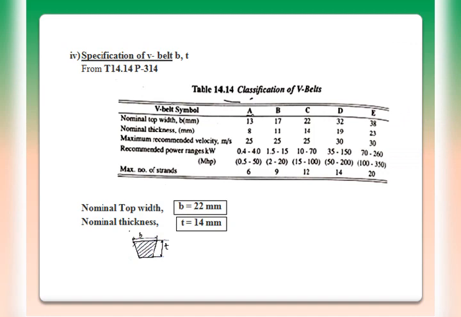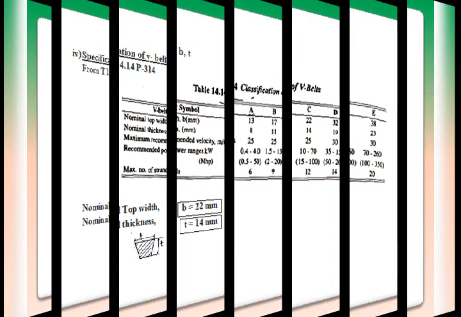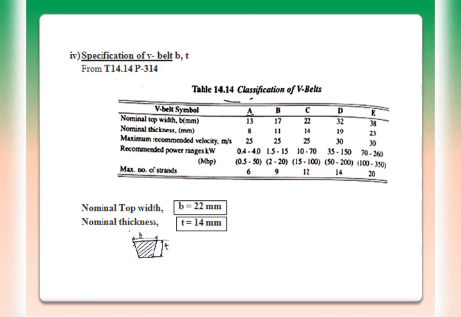Finally, we must specify the V belt. Its cross section, nominal top width and nominal thickness we have to get. Now by referring to table 14.14, page 314, here for the C type belt that we already selected, for the power range, that is 10 to 70, for the corresponding nominal top width, B is equal to 22 and nominal thickness is 14. This is all about the dimensions, and here a small sketch he has also given showing what is meant by B and what is meant by T.